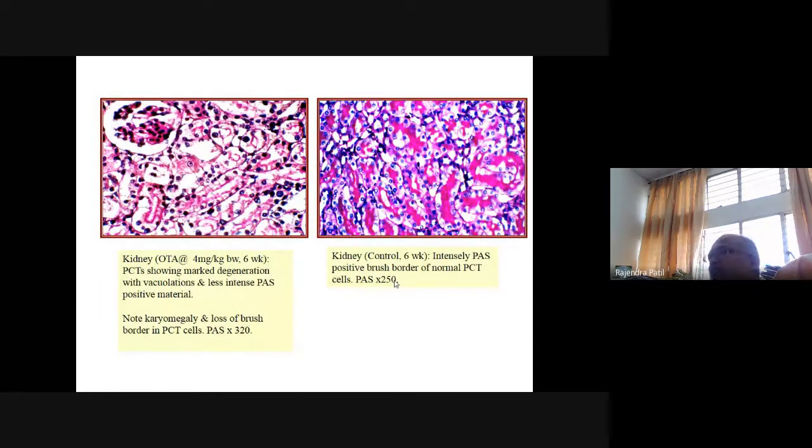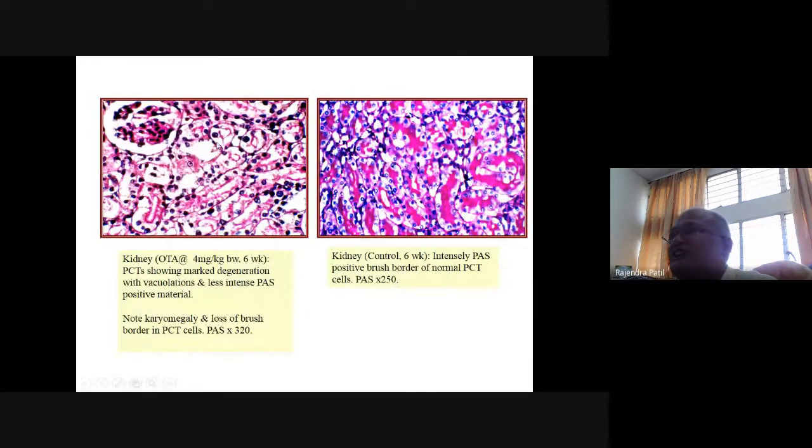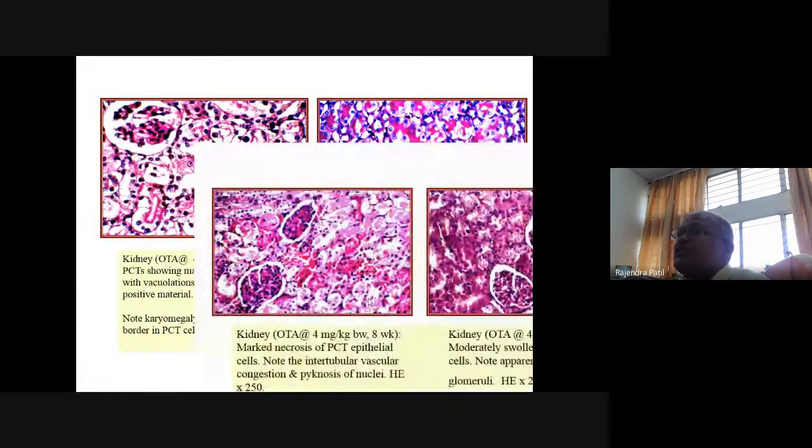At the 4 ppm level for 6 weeks in the kidneys, you can see marked degeneration and vacuolations in the PCTs. Even karyomegaly we can visualize within the tubules, and you can see loss of brush border here, and this one is in the control animals, the brush border with a special stain like periodic acid Schiff.